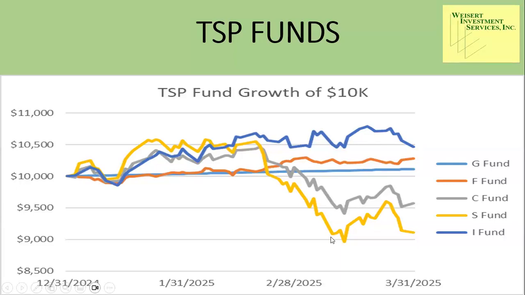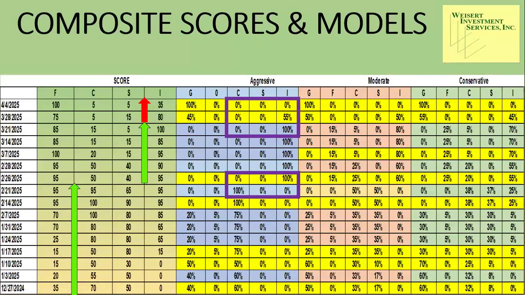So how does that relate to composite scores and how we did? I'm just going to address the composite scores over here and kind of correlate that with the aggressive model. Of course, over here to the right, if you happen to be in the moderate and conservative, these are the different allocations we had over the first 3 months of the year.